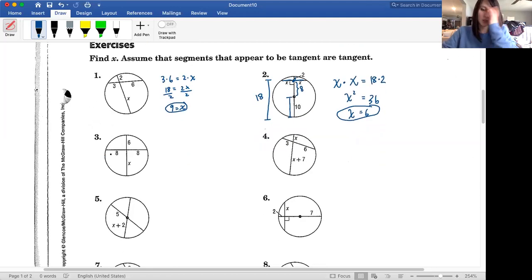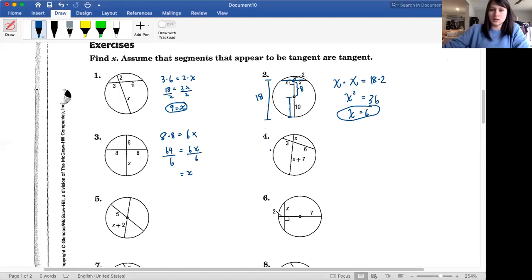Okay, number 3 is a little more straightforward. So let's take a look at this. We've got 8 times 8 equals 6 times x. 8 times 8 is 64. 6x, so we divide by 6 on both sides, and we're going to have a decimal answer, right? So working that out, it is 10.7.